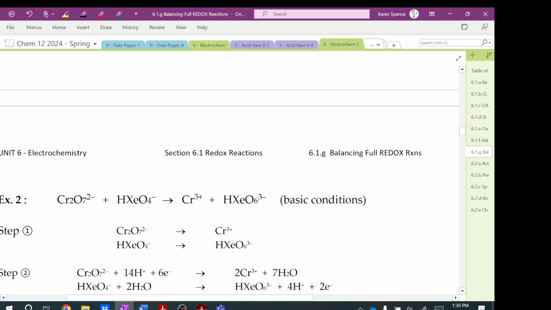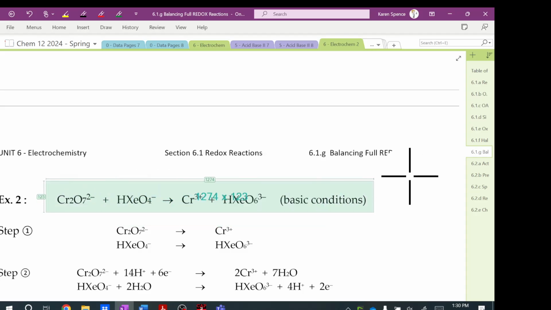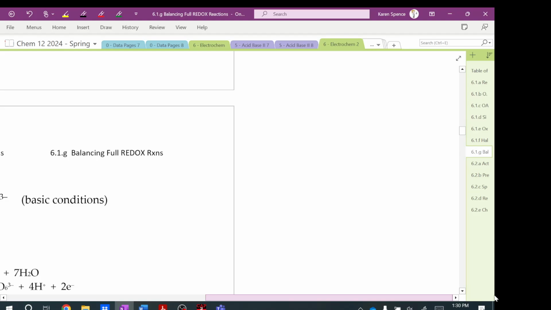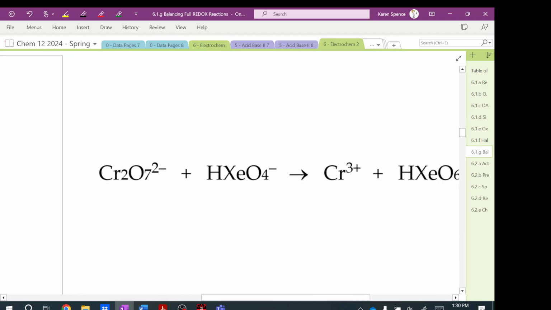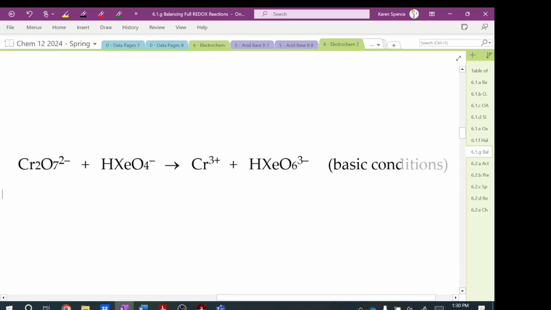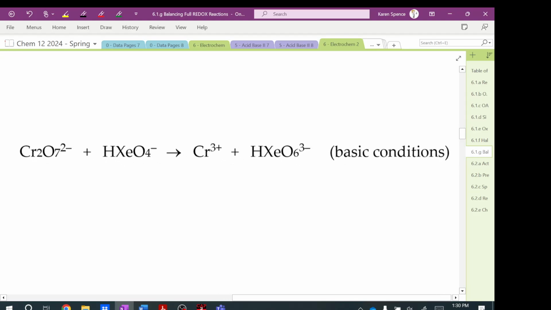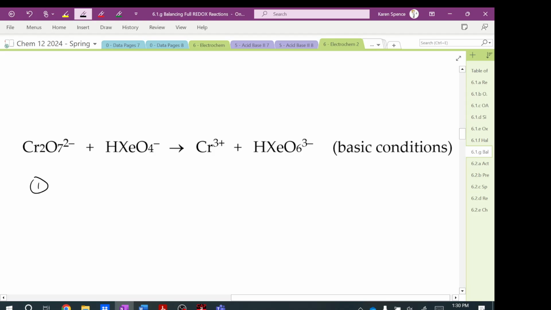Okay, we're going to try this one now, but I'm going to do it over on the side. So if you want to get your own paper and follow along, you can, or you can watch what it says there. Okay, I don't know why I have it all filled in. I shouldn't, but there we are. What is step 1? Half reactions.